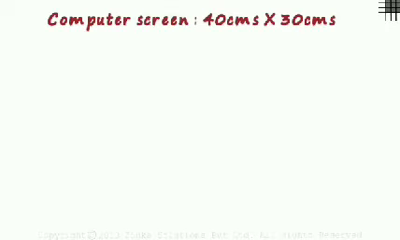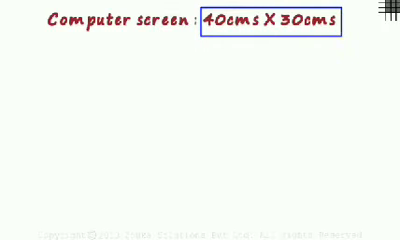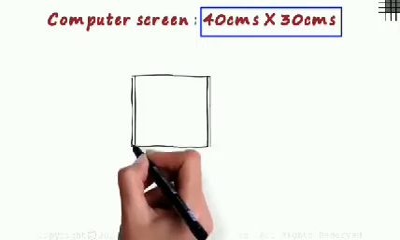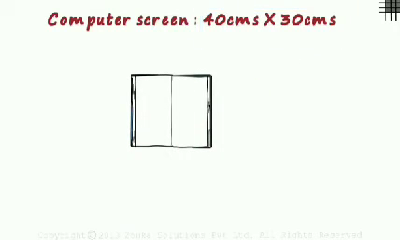The concept of proportion is very simple. All we need to do is understand a couple of simple examples. Assume you have a computer screen of the size 40 centimeters by 30 centimeters at home, and you've been asked to draw that screen in your notebook. What do you do then?